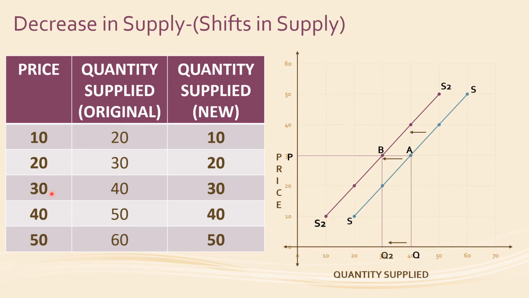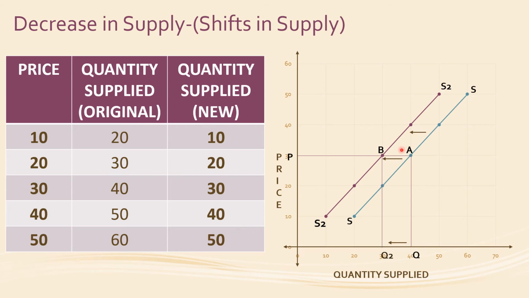So we see here at price rupees 30, initially 40 units of the commodity was supplied, and now the quantity supplied is less. So in totality, supply has changed due to unfavorable changes in factors other than price. So here we have SS, which is the original supply curve, and that is drawn in keeping with the first two columns, that is the price and the original quantity supplied. The second curve that you see, which has shifted backwards, is S2, S2. And that curve is drawn on the basis of the price and new quantity supplied.